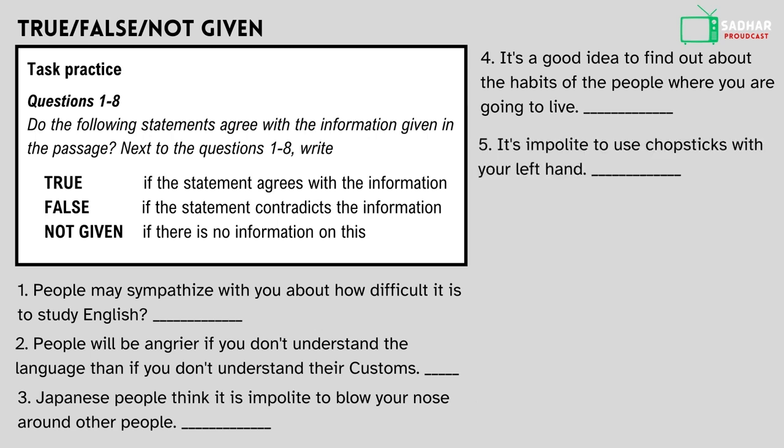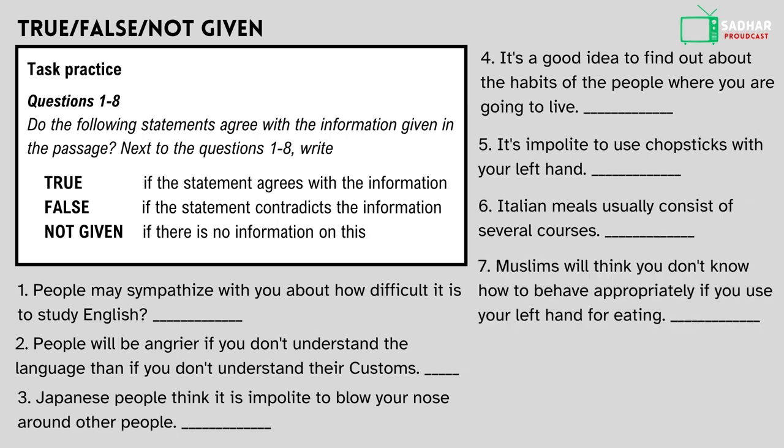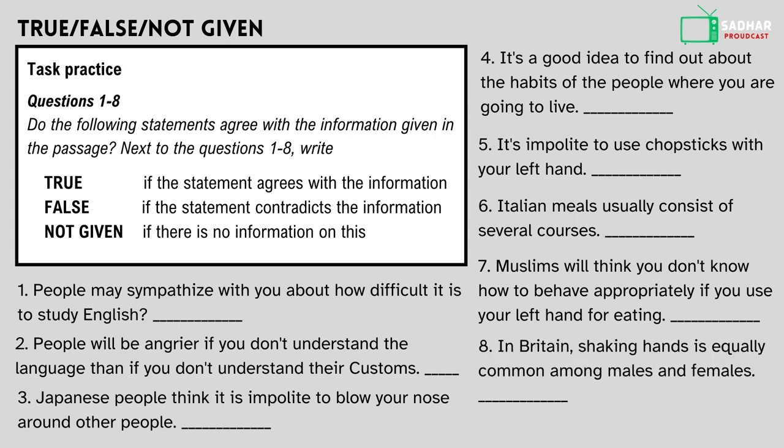Number 5. It's impolite to use chopsticks with your left hand. Number 6. Italian meals usually consist of several courses. Number 7. Muslims will think you don't know how to behave appropriately if you use your left hand for eating. Number 8. In Britain, shaking hands is equally common among males and females. Let's discuss one by one.